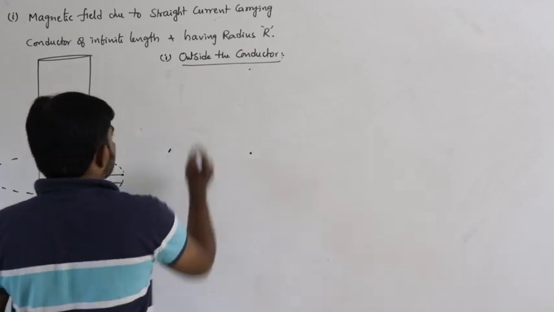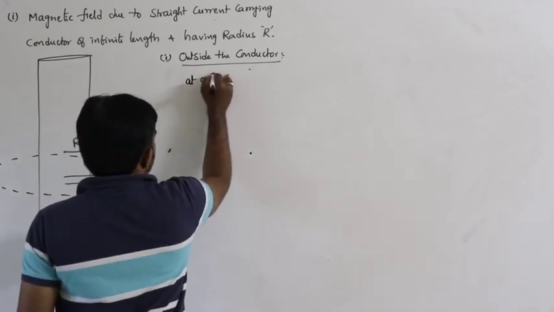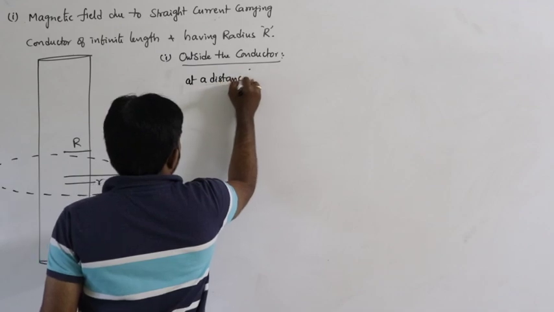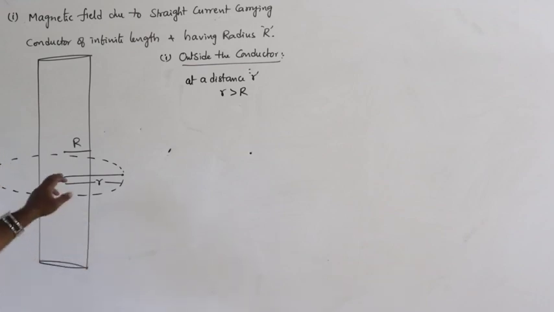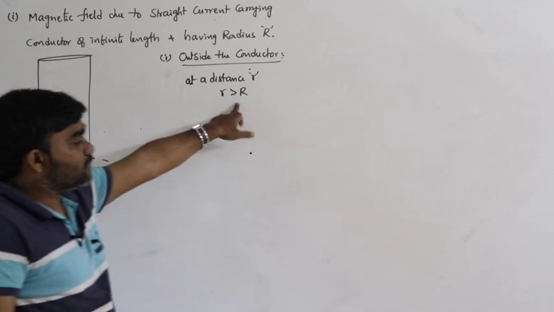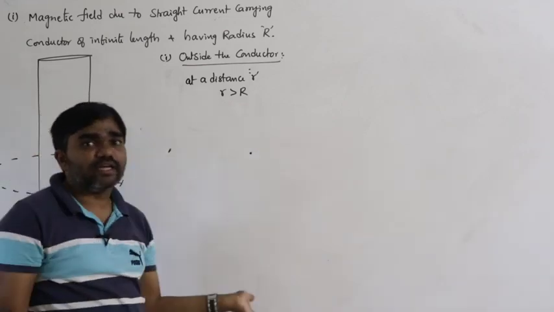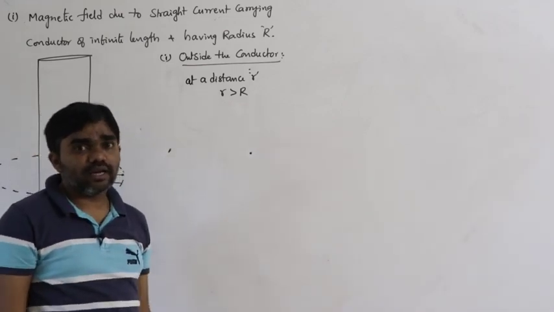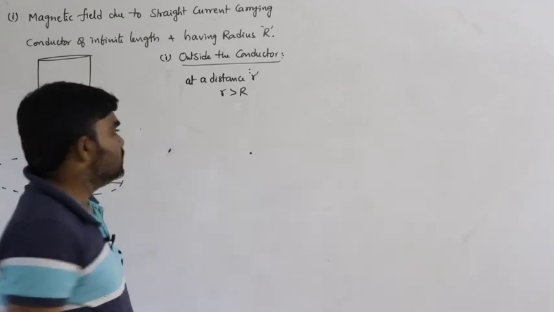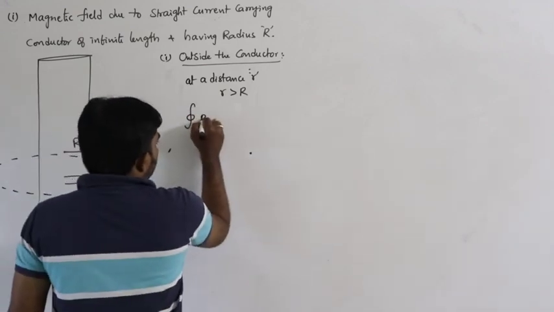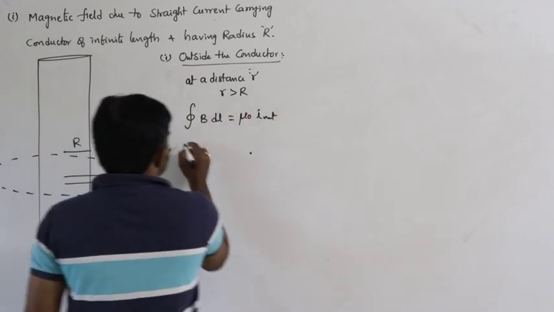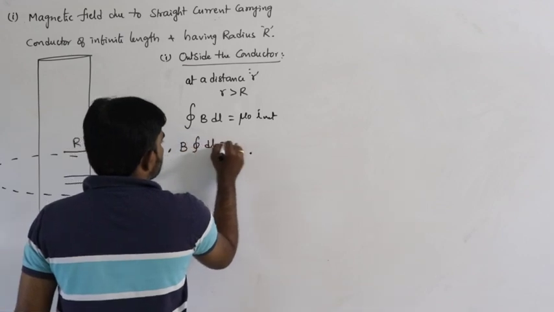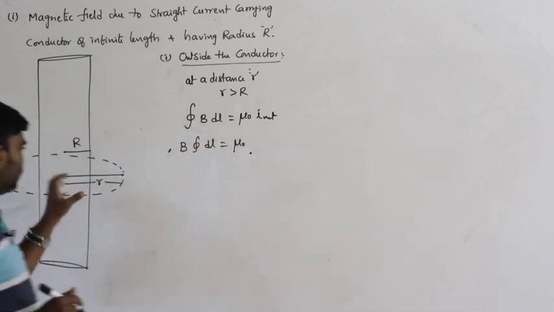So for outside the conductor, that is at a distance r, r must be greater than capital R. So the intensity of the magnetic field at a distance r from the center, small r greater than capital R, that means outside the current carrying conductor, we must calculate the magnetic field. According to Ampere circuital law, integral of B dl is equal to mu naught I net. So B into integral of dl is equal to mu naught into the net current through this loop.